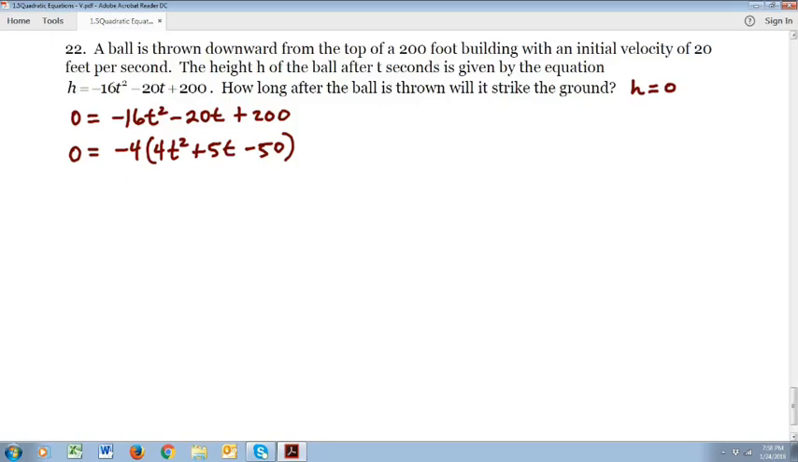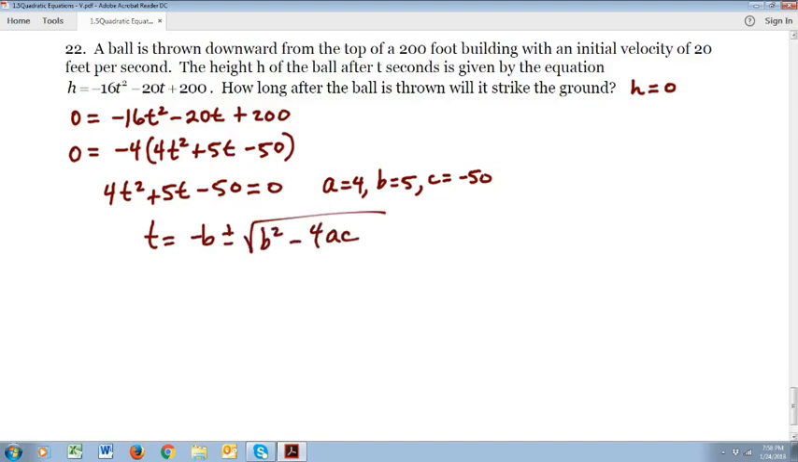And I'm just going to go ahead and use the quadratic formula. Basically, we have 0 equals -4 times this trinomial. Well, we're not getting 0 because of the -4. It's this trinomial that must be equal to 0. So I'm going to set that equal to 0 and use the quadratic formula. So we got a is 4, b is 5, and c is -50. And there's our quadratic formula. Notice I'm not using x, I'm using t since that's the variable we're working with. Let's plug in the numbers.